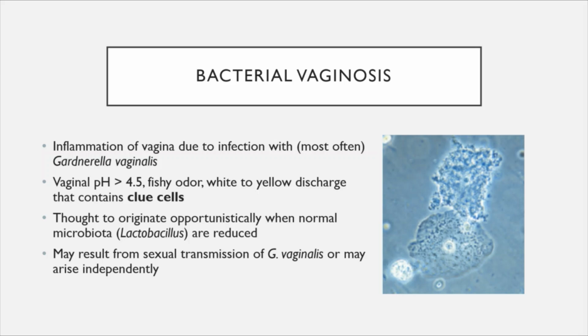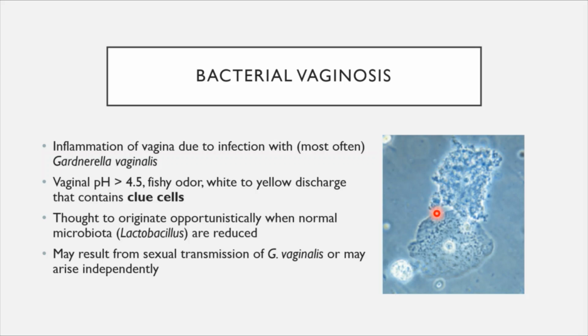And clue cells are shed cells of the vaginal epithelial lining that are covered in a biofilm comprised mostly of Gardnerella vaginalis. So right here we can see in this microscopy image, the upper cell is a clue cell, and you can see the biofilm of bacteria on the surface. Down below, this is a normal cell.